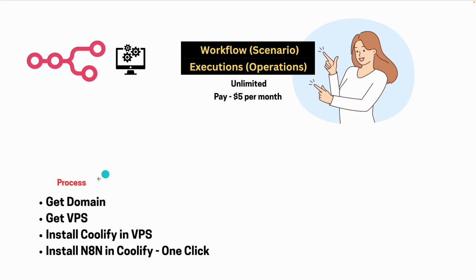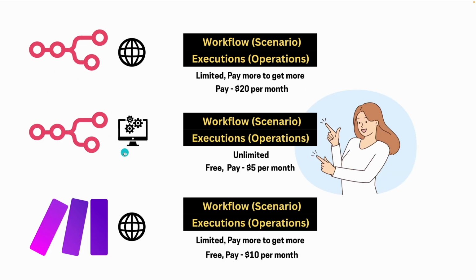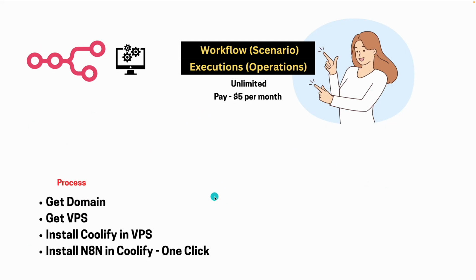So the process is to get a domain, then we will teach you how to set up the VPS, then how to install Coolify in the VPS, then how to install N8N in Coolify with just one click. And don't worry, it's just a one-time setup, and you can use it. You can use N8N for free for lifetime with unlimited features and unlimited automation functionalities. All you need to pay is $5 per month. That's it.